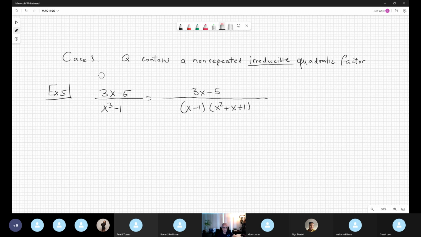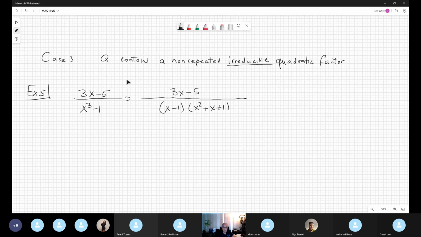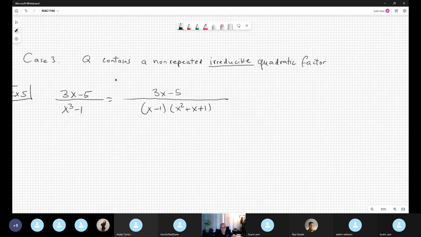Now, I explain the format. When you have an irreducible quadratic, you have two partial fractions in the decomposition. The first one uses x minus 1. This factor is nice, it's linear, degree 1. And the second is the irreducible quadratic.